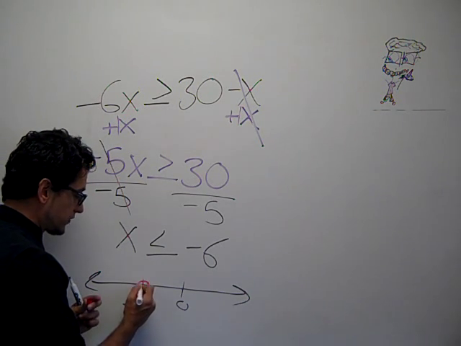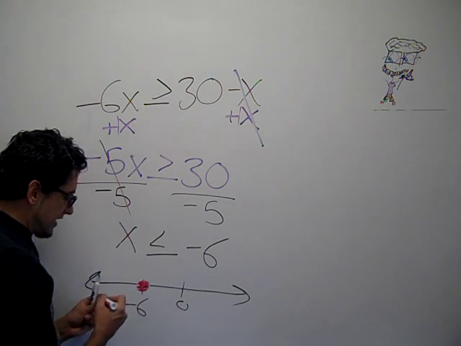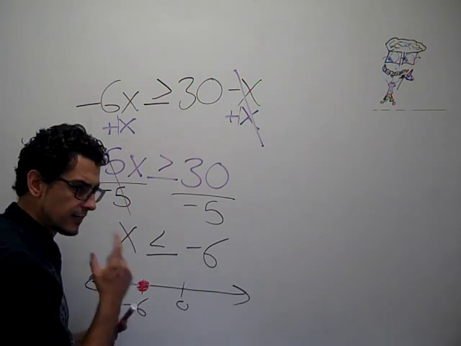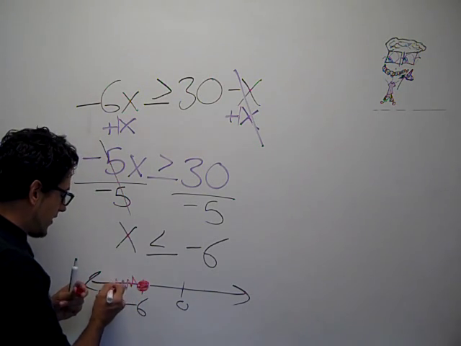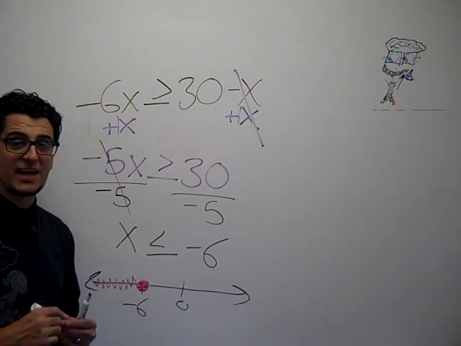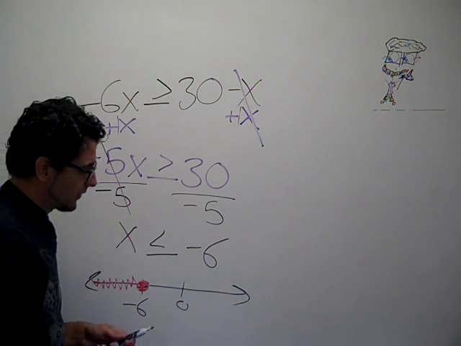We said less than or equal to, so I can draw the circle and fill it in, and then I shade everything to the left. All right, so I have that one done. Beautiful. You're doing a great job.